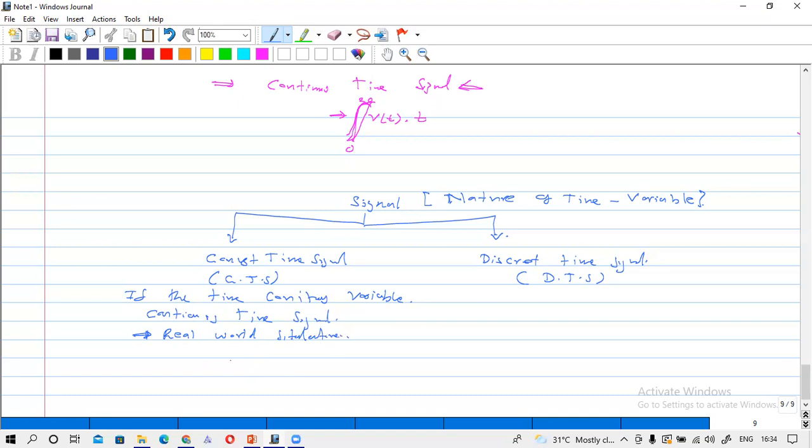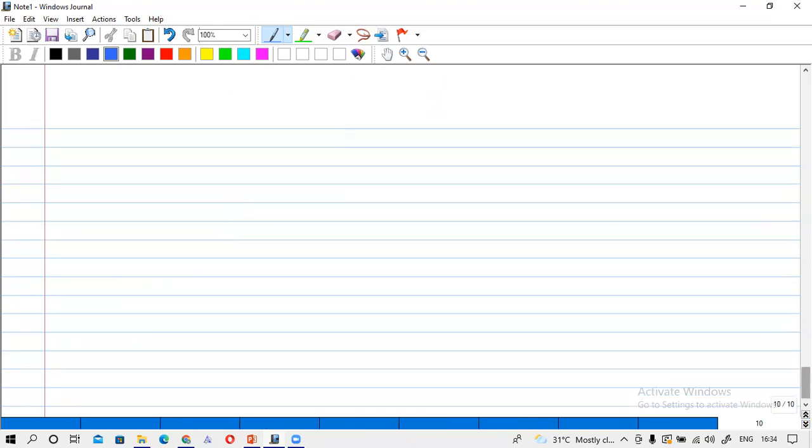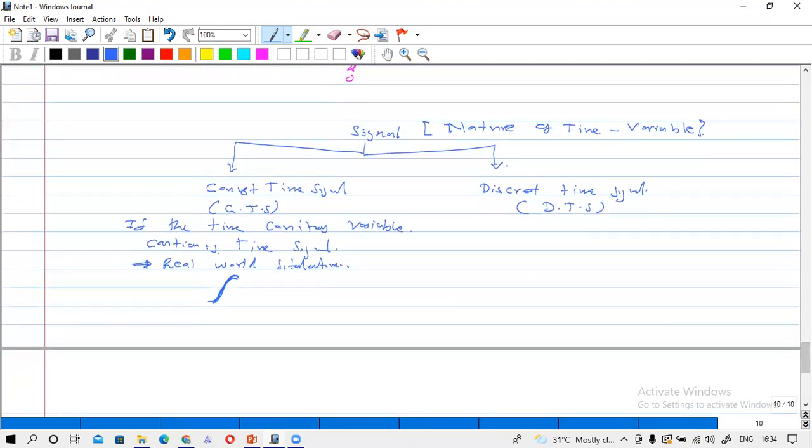And you always have to do the integration if you want to add some points. This is a real world situation. Please try to understand this. I will give another example also.